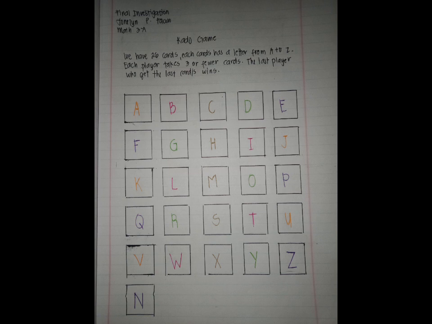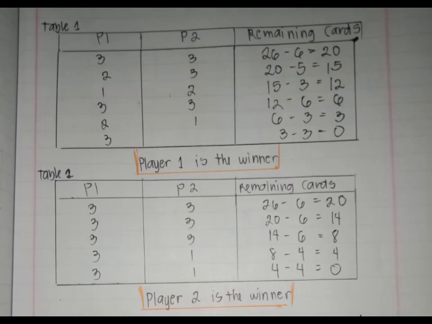So we have here the cards A to Z. We have here table 1 and table 2. In table 1, we have P1, which is player 1, P2, the player 2, and the remaining cards. The first move goes to player 1. Player 1 gets 3 cards while player 2 gets 3 cards also. So we have 26 cards minus 3 plus 3, a total of 6, which leaves 20 cards remaining.